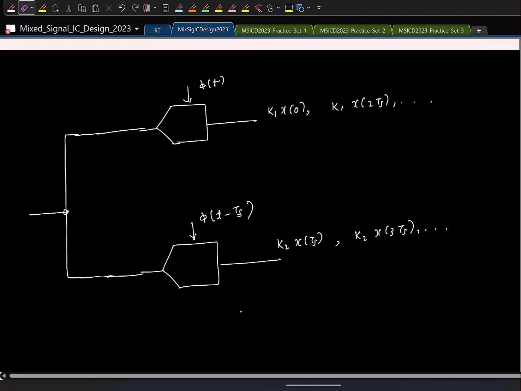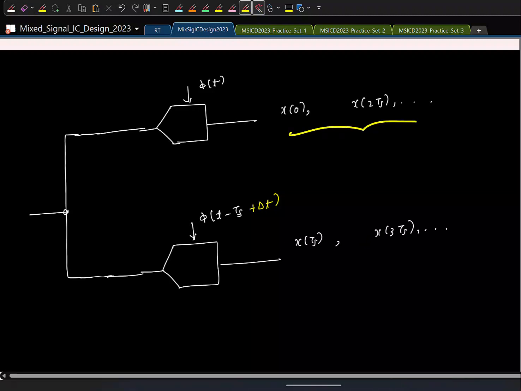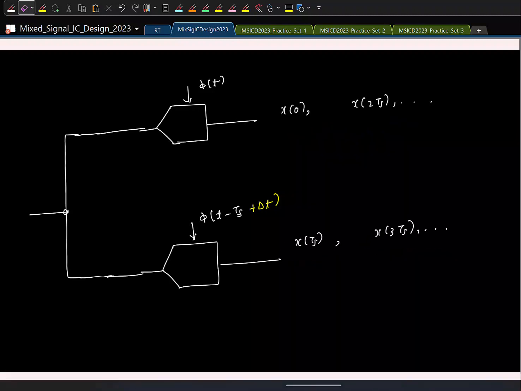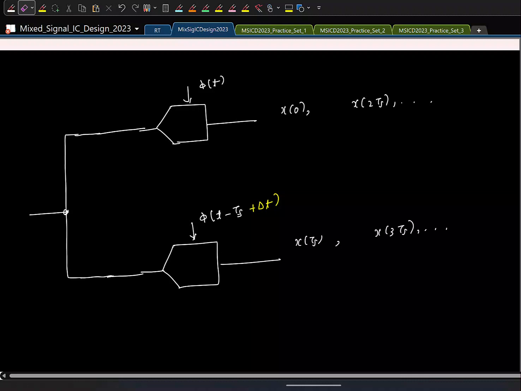So the last non-ideality is when there is an offset in the clock given to us. What will happen because of this? There is no gain error. So the samples I'll get in the top branch are fine. Here in the bottom branch, what are the samples I'll get? Will I get x of ts? I'll have x of ts plus some delta t. Let's say plus or minus, we don't worry so much. So this is basically a mismatch in the timing offset.